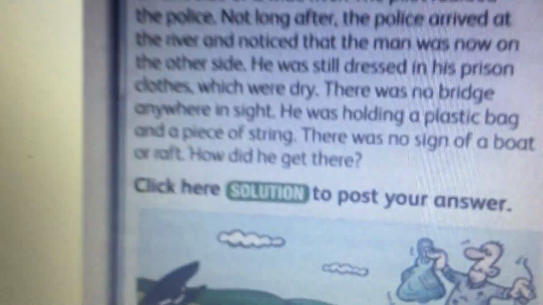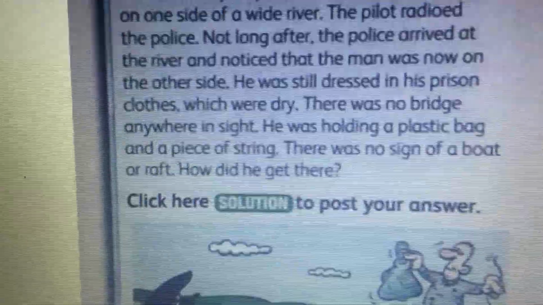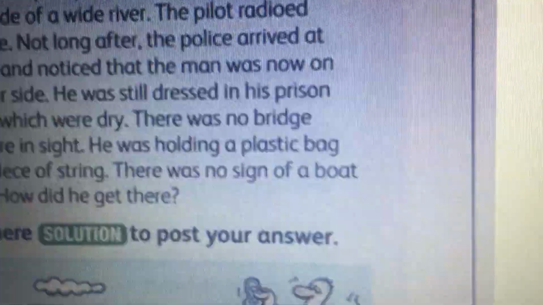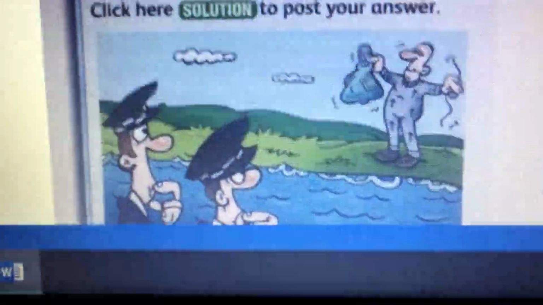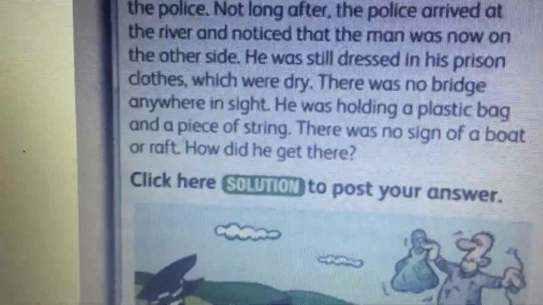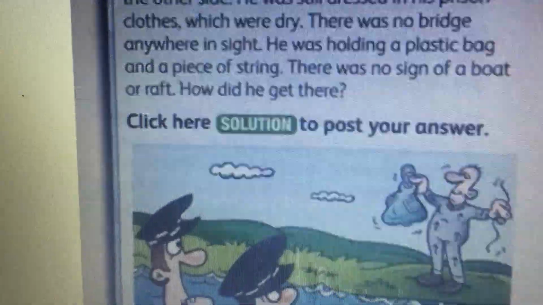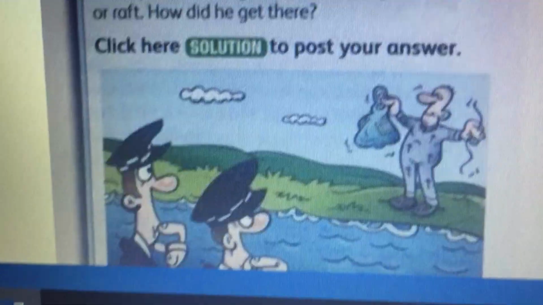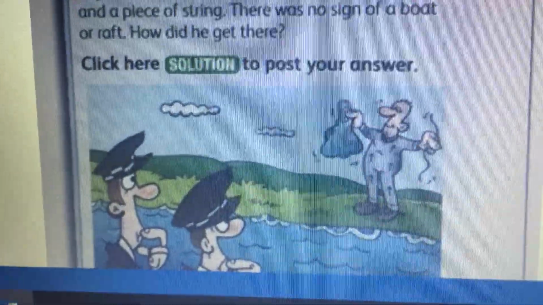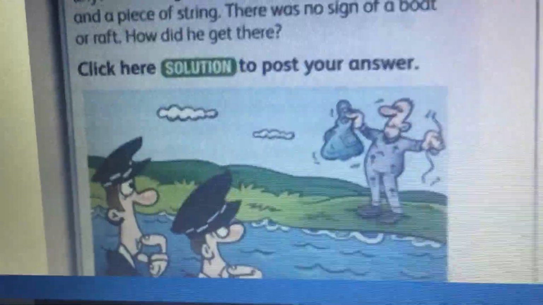Here is the string. Here is the plastic bag. There was no sign of a boat, no boat here, or raft. How did he get there? You have to find out how he got there and post the answer to me. Thank you for today.